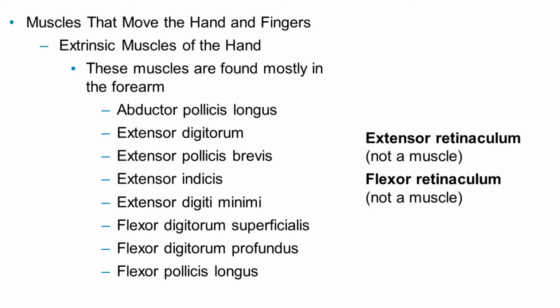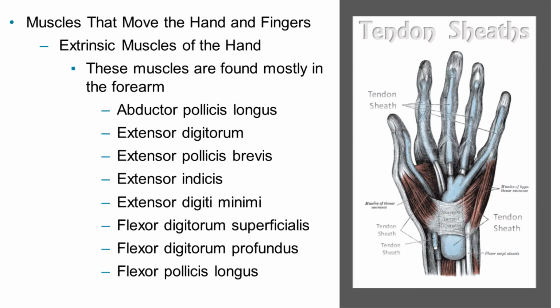The muscles that move the hands and fingers include the extrinsic muscles of the hand. These muscles are found mostly in the forearm and include the abductor pollicis longus, the extensor digitorum, the extensor pollicis brevis, the extensor indicis, the extensor digiti minimi, the flexor digitorum superficialis, the flexor digitorum profundus, and the flexor pollicis longus. The tendons of these muscles pass through the synovial tendon sheaths, which are located at the area of the wrist.